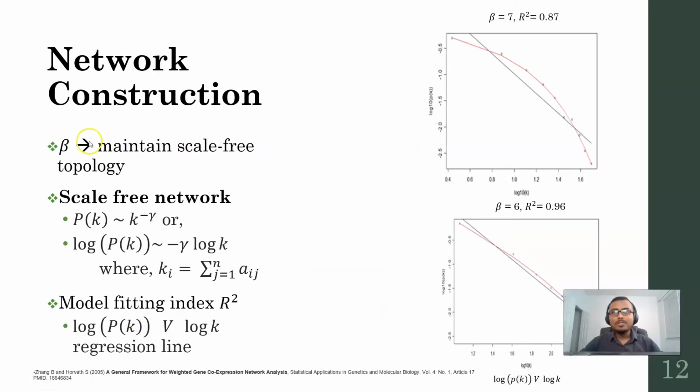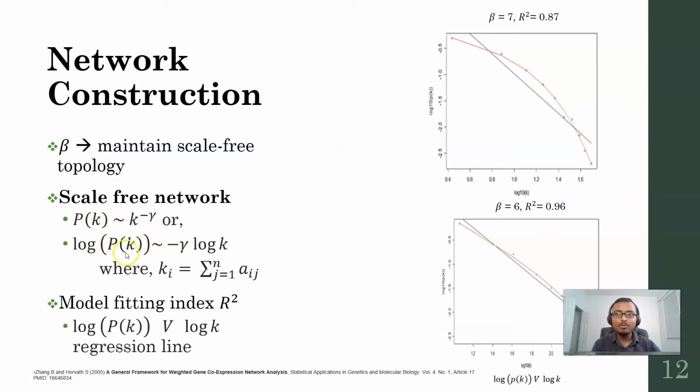So when we are using soft thresholding to generate our co-expression network, there's an issue of how to choose the soft thresholding exponent, the beta value, and it is chosen in such a way that the resulting network would maintain a scale-free topology, that is, the network would be a scale-free network, which means that the probability distribution of the connectivity of the network would approximately follow a power law.